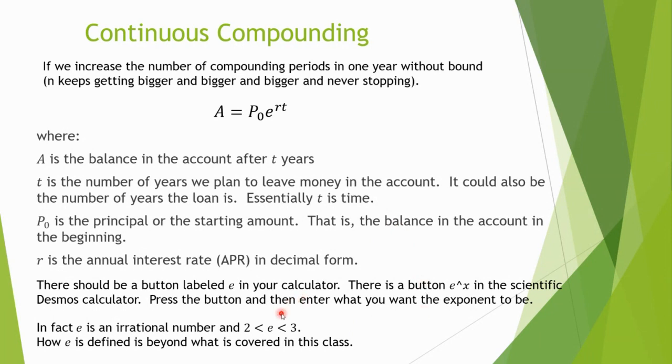It represents a number. It's irrational, meaning you can't write it as a fraction. So in decimal form, it's not terminating, so it doesn't stop, and it's not repeating. The digits don't repeat in a pattern, kind of like pi. It's also a number between 2 and 3. I think as an approximation, you can use like 2.71.